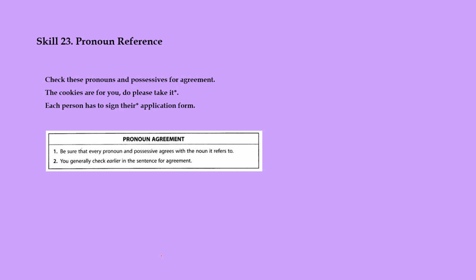Why his or her? His or her is a possessive adjective that must be followed by a noun. That is application form in this sentence. We come to the table, pronoun agreement. Be sure that every pronoun and possessive agrees with the noun it refers to. So be careful to determine to which the pronoun refers. You generally check earlier in the sentence for agreement. So check the earlier sentences, the earlier words, for the agreement between the pronoun and the subject it refers to.